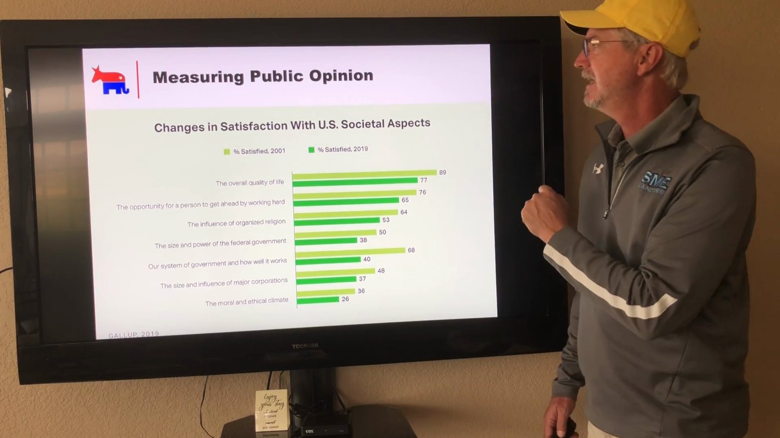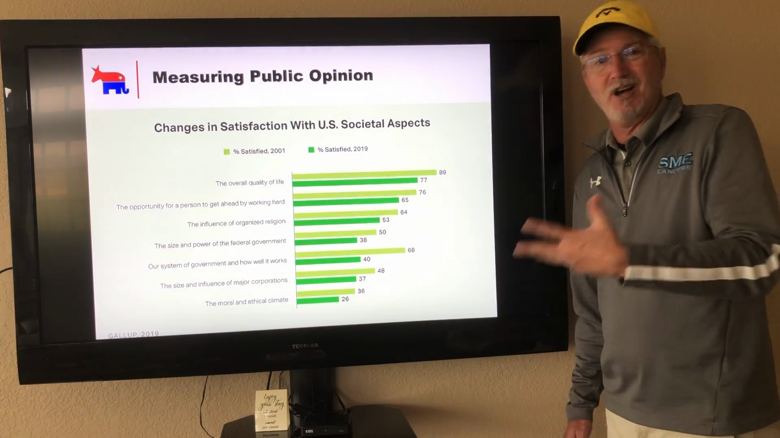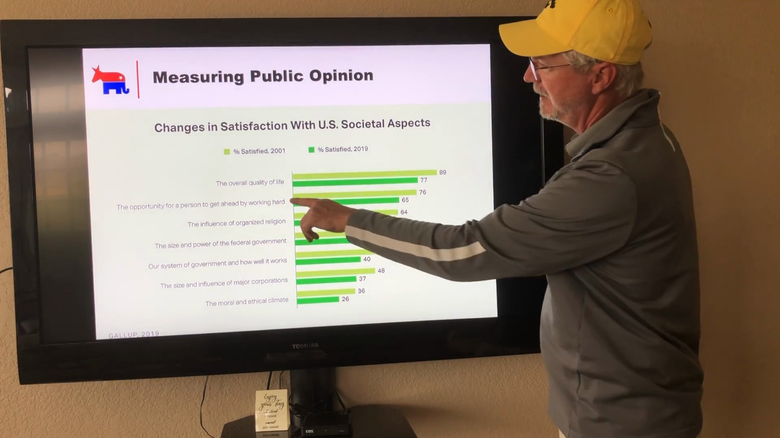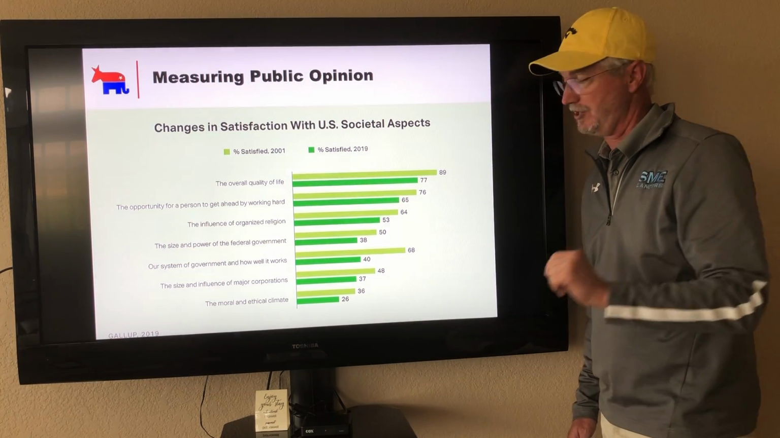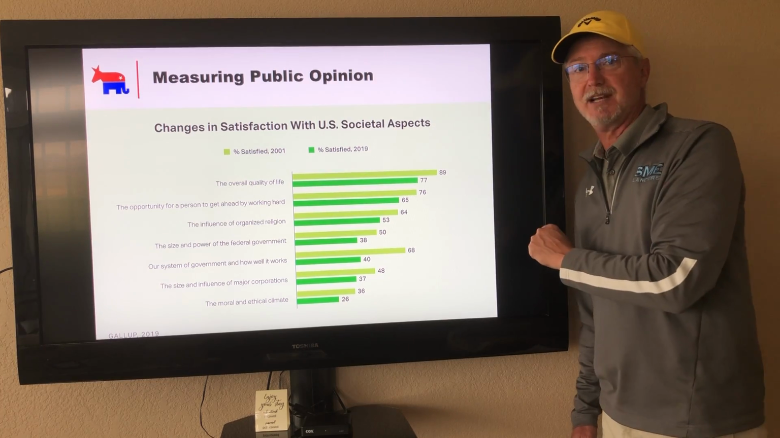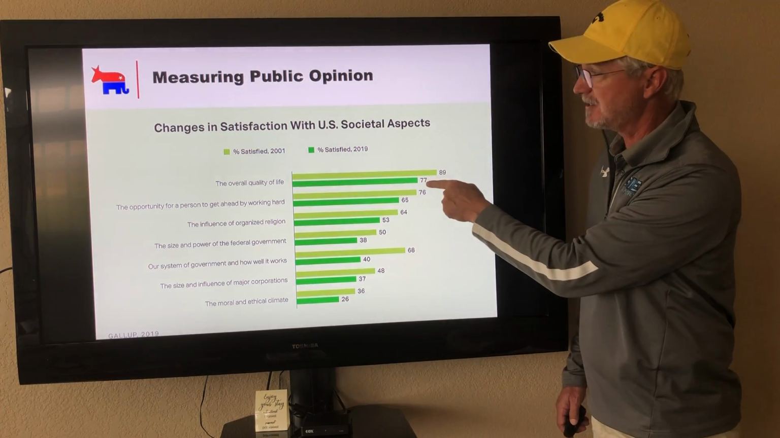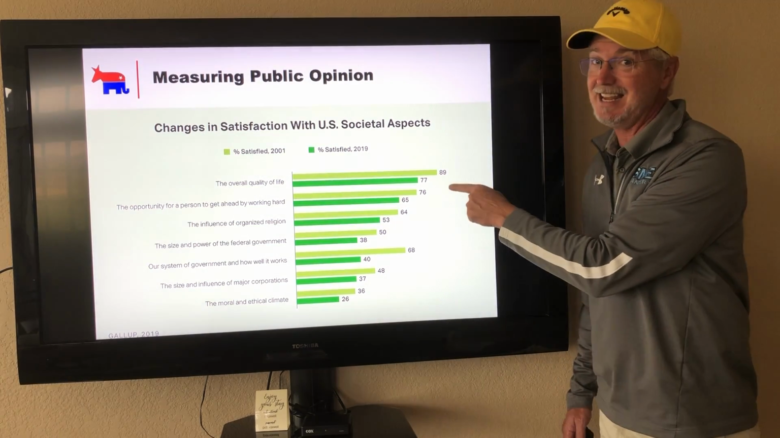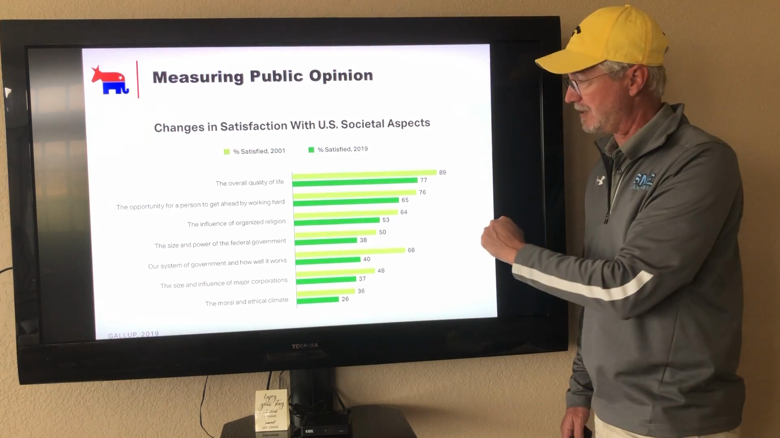This is changes in satisfaction with U.S. societal aspects. So in other words, are you satisfied or are you unsatisfied? And I don't know if you can see the questions here. The overall quality of life, and this compares 2001 to 2019, last year. So in 2001, the overall quality of life, 89% of Americans said that they were satisfied, and only 77% in 2019 said they were satisfied. So it dropped, overall satisfaction of life.